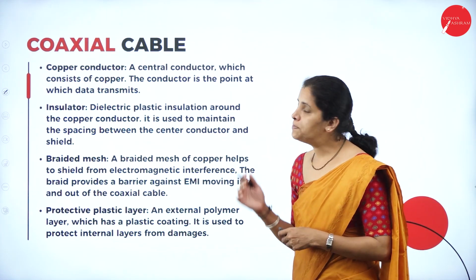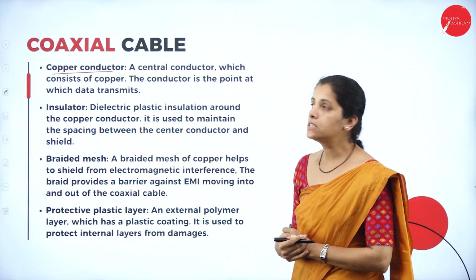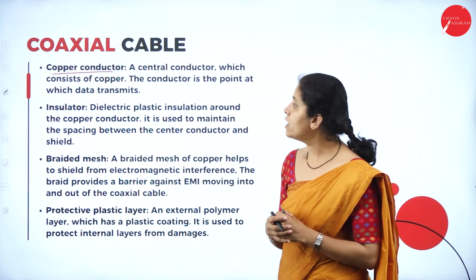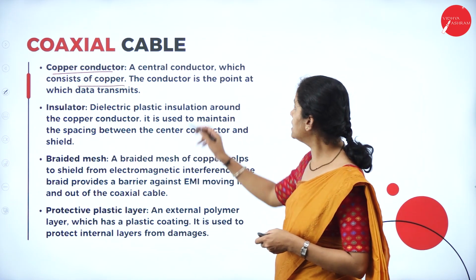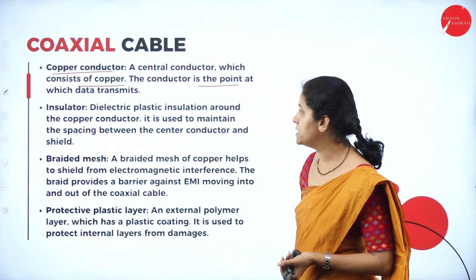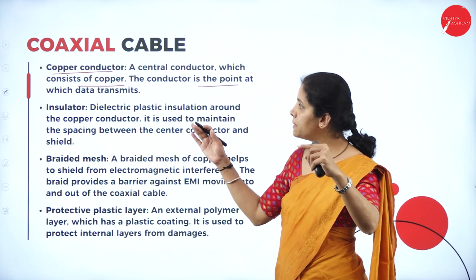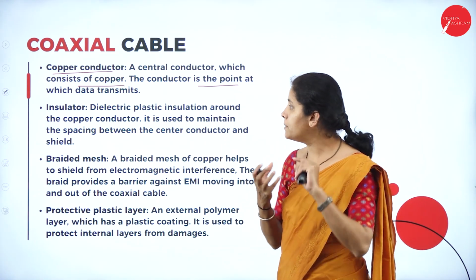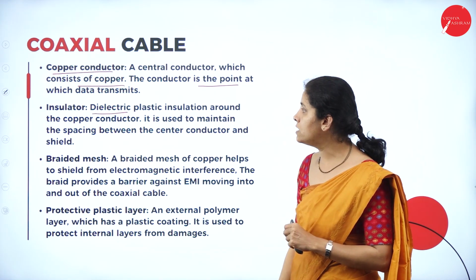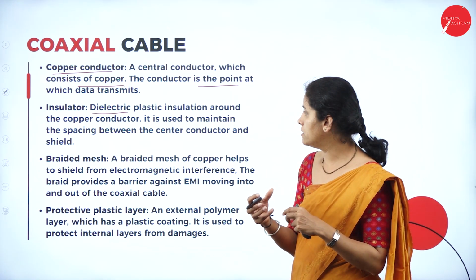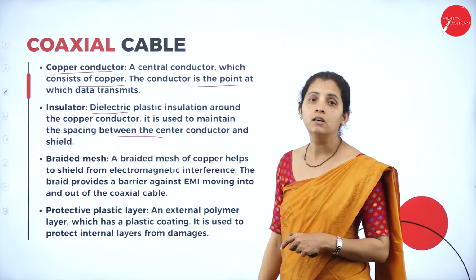Now let me explain the functionalities of all this. That is the copper conductor. It is a central conductor responsible for carrying the signal or data, which is made up of copper. The conductor is the point at which data transmits. Then I'm going to have the insulator. So I have the central wire, that's nothing but the copper, that is protected or covered by the insulator. It is a dielectric plastic insulator around the copper conductor and it is used to maintain the spacing between the central conductor and the shield.